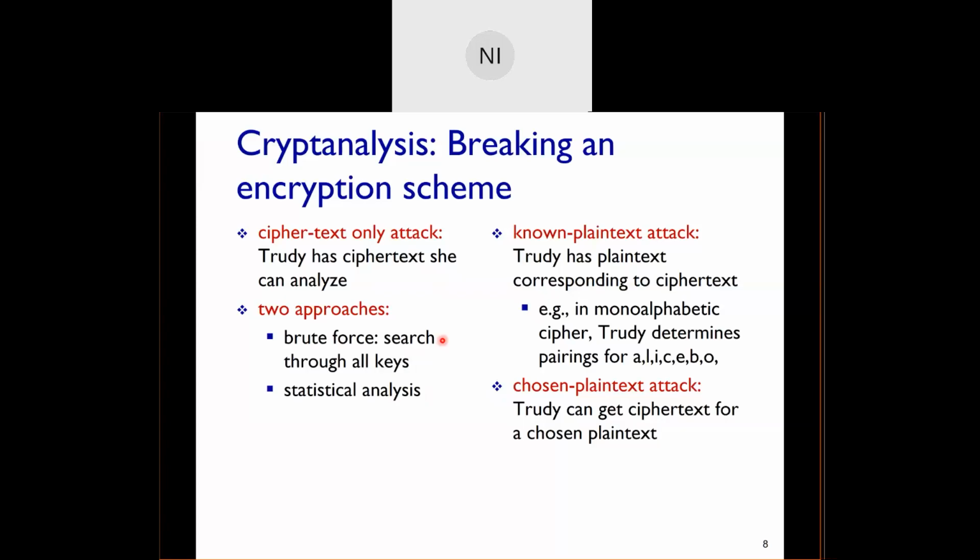substitution ciphers. Another popular attack that is possible on these encryption schemes is called the known plain text attack. In this case, Trudy has plain text corresponding to some of the ciphertext. For example, in this case, assume that she knows the pairing of, let's say, these 6 different letters in the English alphabet. By partially knowing the mapping between the plain text and ciphertext, one can figure out what the substitution pattern was that has been used. That is called a known plain text attack.